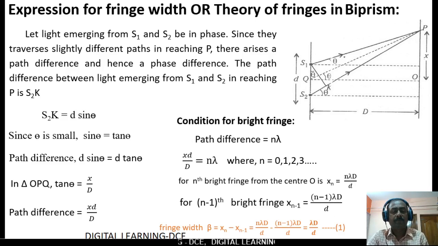Therefore, the fringe width beta equals the difference of these two: xn, which is n lambda D by d, minus x(n minus 1), which is (n minus 1) into lambda D by d, is equal to lambda D by d. On further simplification, we get the fringe width beta equals lambda D by d. Let it be equation 1.